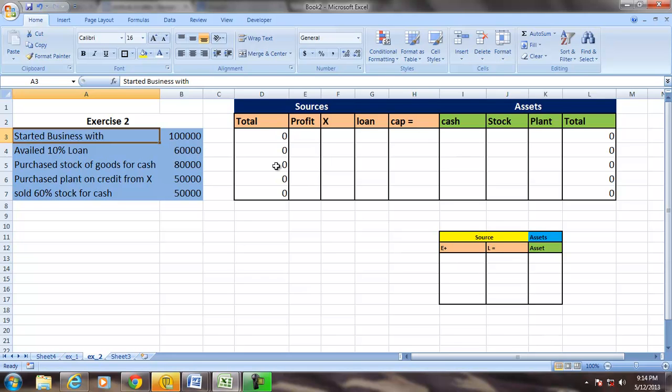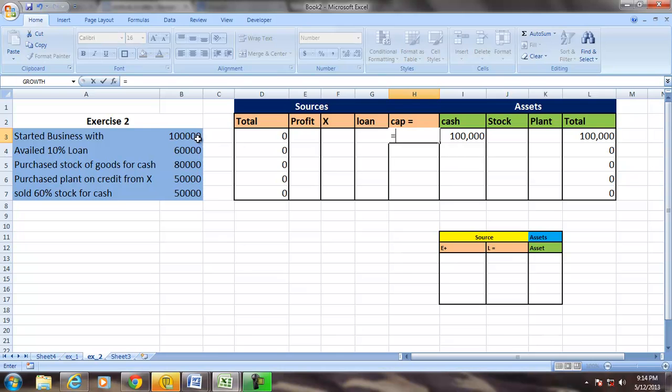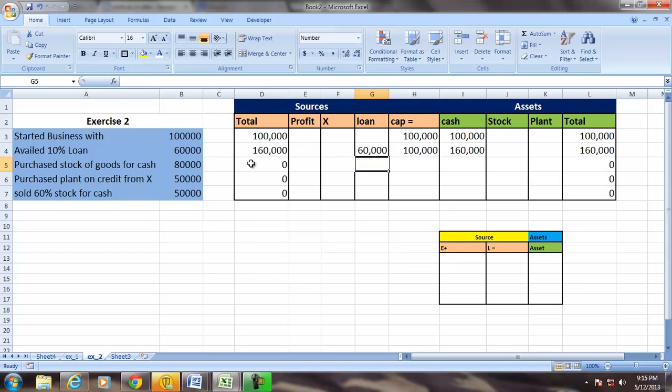So started business with cash 100,000. So cash will appear on the accounting equation as an asset, and the corresponding capital or the corresponding source is capital. Avail 10% loan, so cash increases by 60,000. No change in the capital, but a loan will appear on the accounting equation 60,000. We can see the total of sources equal to the total of assets.